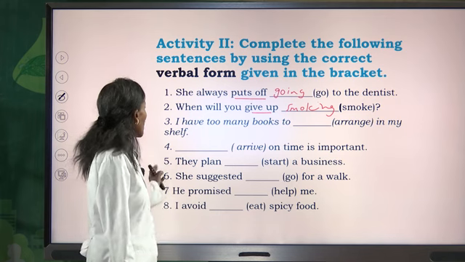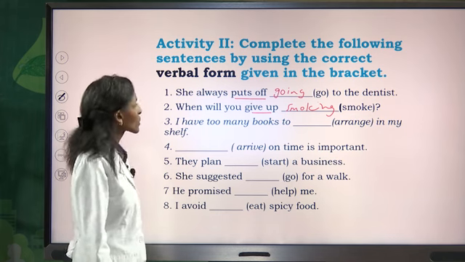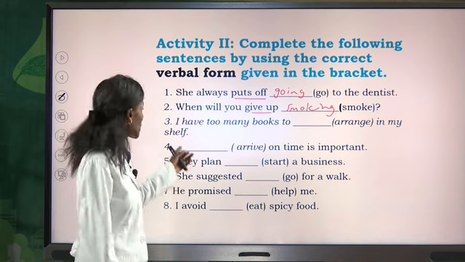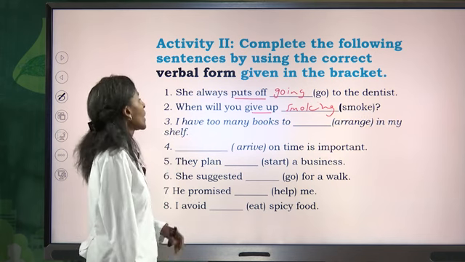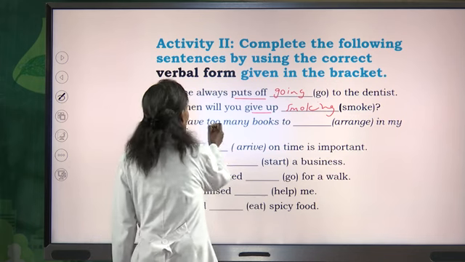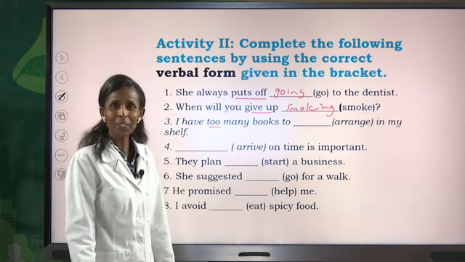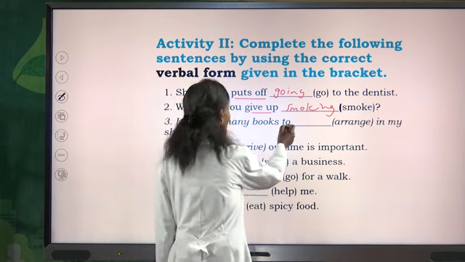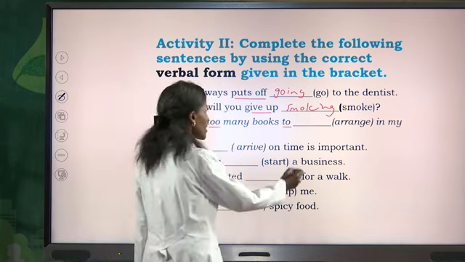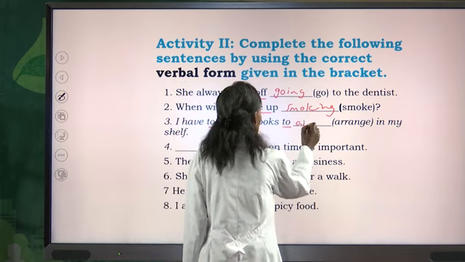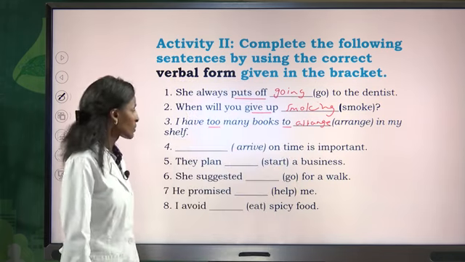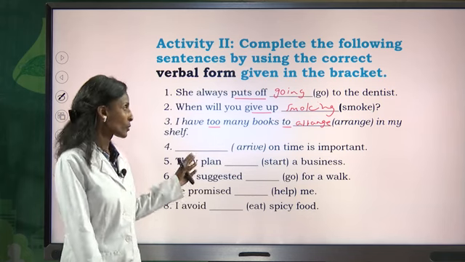Number 3, that's well done, students. Keep working. Number 3: I have too many books to dash arrange in my shelf. I have too many books, T-double-O, okay? You have the adverb too, you see? Too many books, and to is there. So this tells you that the verbal should be what? The full infinitive. So you take arrange. Not arranging, to arrange. By the way, the to is given there. You have a clue, so you take that form of the verb.